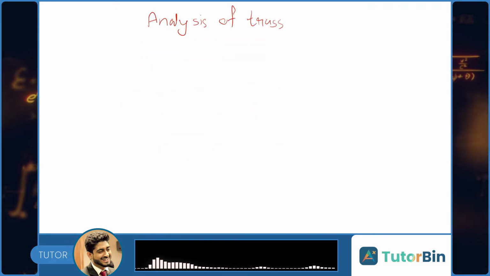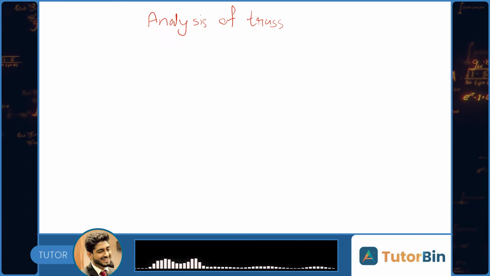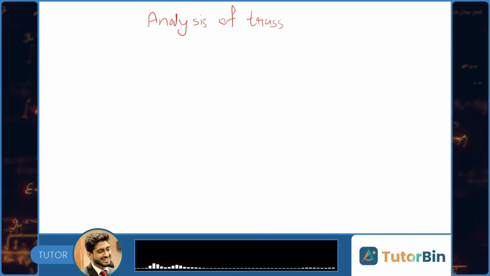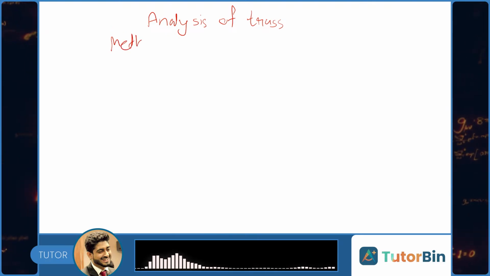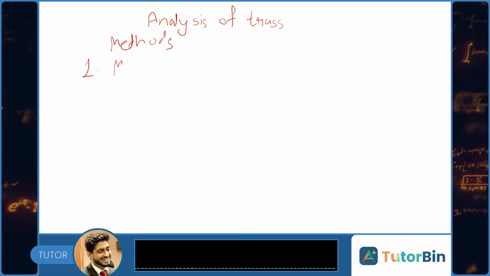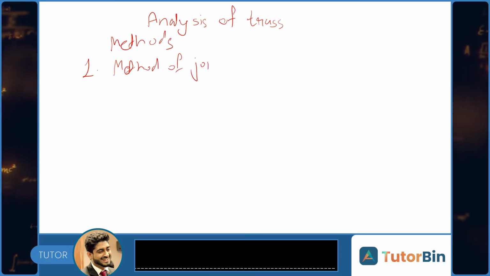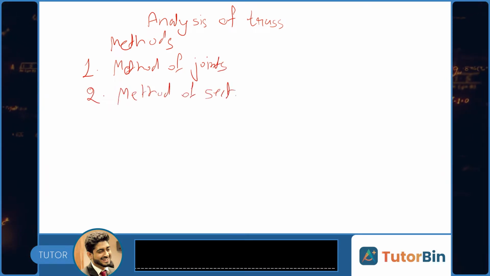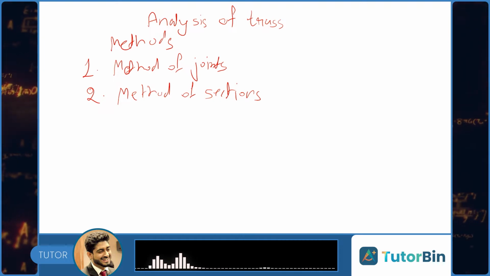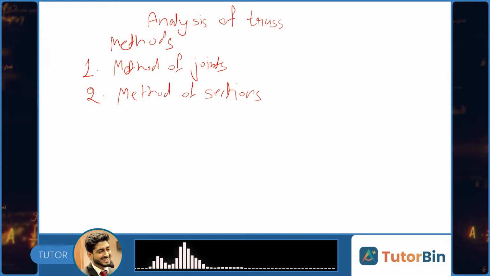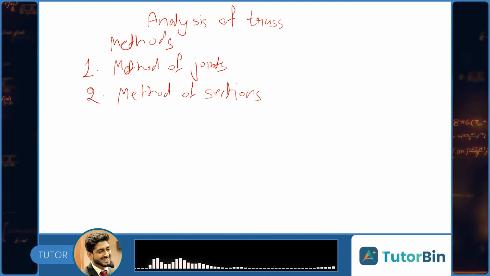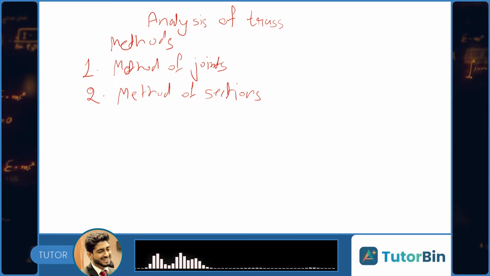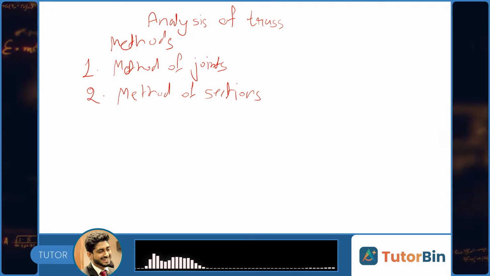Now moving to the analysis part of the truss. Analysis of a truss means finding out the force in each and every member of the truss, and we have two methods for finding those forces. The first one is the method of joints and the second is the method of sections. In either of these two methods, first we calculate the support reactions by taking equilibrium of the whole structure, that is summation Fx equals 0, summation Fy equals 0 and summation M equals 0.